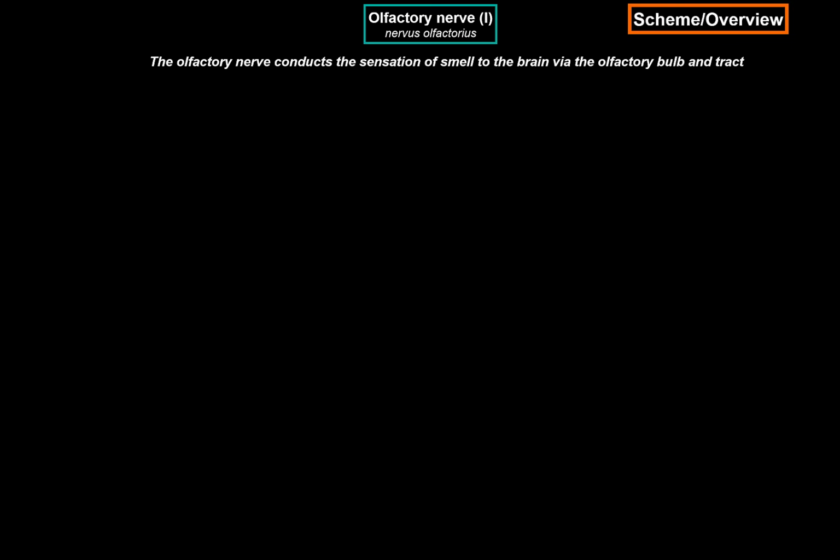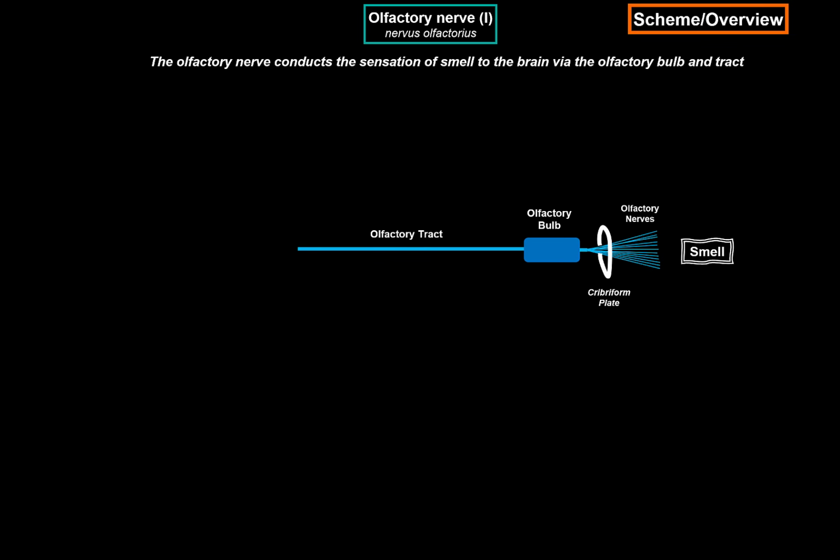The olfactory nerve conducts the sensation of smell to the brain via the olfactory bulb and tract. Here we got any sort of smell around your environment. These gaseous odorants will eventually reach your olfactory nerves at the superior part of the nasal cavity. These nerves are going to run together through the cribriform plate and then synapse with neurons in the olfactory bulb, forming those glomeruli. The olfactory bulb continues posteriorly as the olfactory tract, which is going to run towards the olfactory trigone, which is a small triangular area in front of the anterior perforated substance.